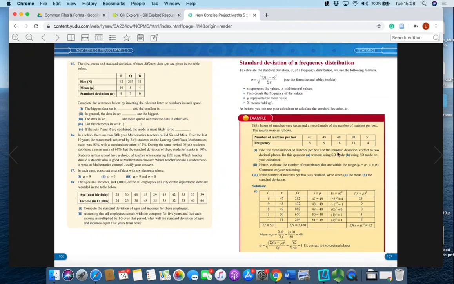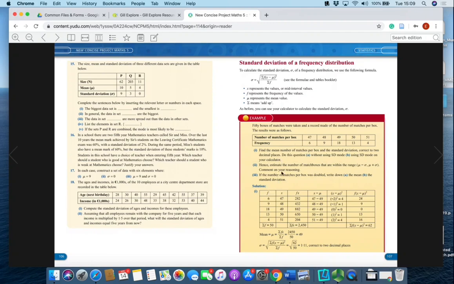You will also need to do, or could be asked to do, standard deviation of a frequency distribution table. Okay, not overly different. I'm going to bring you down here to this example. So 50 boxes of matches were taken and a record made of the number of matches per box. So 47, 48, 49, 50, 51, and we have a number of matches per box there. Find the mean, estimate that are between, I'll come back to that, and find the standard deviation. So it's the standard deviation one that I want to look at.